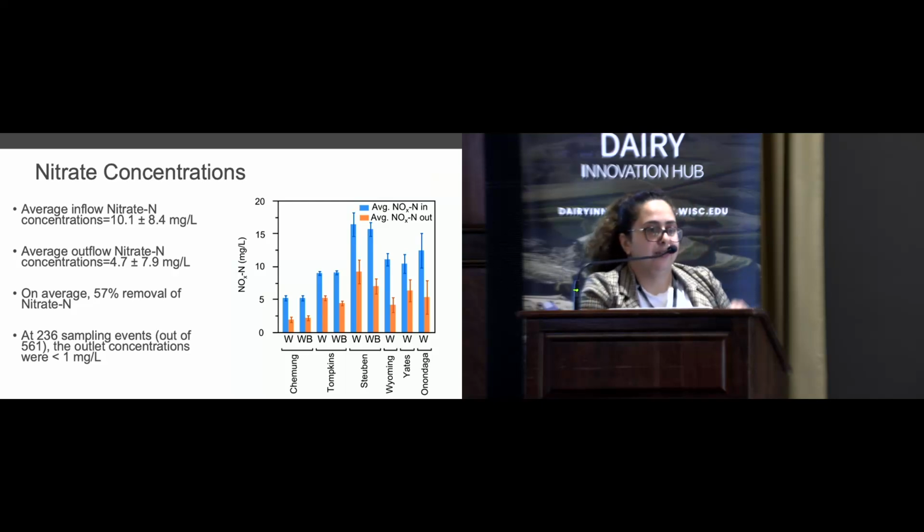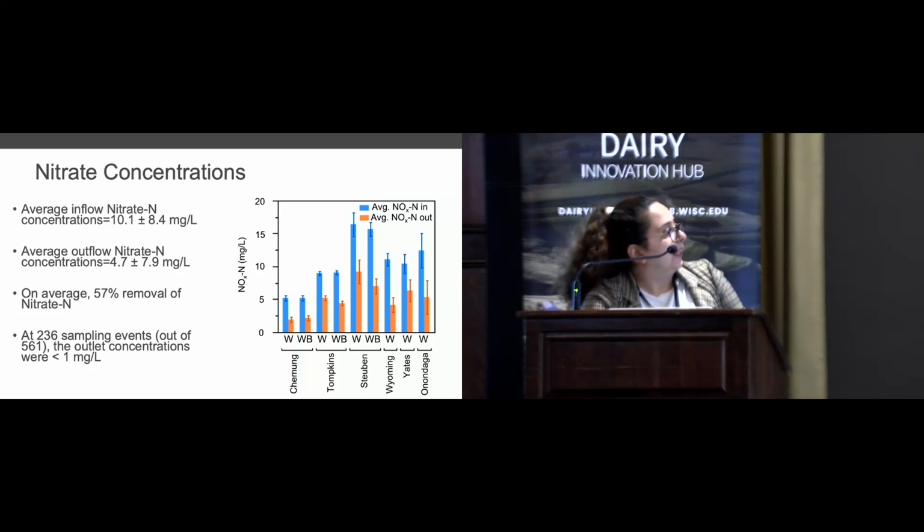Okay, here is a summary of that data from all the field sites that we had. You can see somewhere around 57% removal of nitrate has occurred. The blue lines are the inflow nitrate concentrations, and the orange lines are the outflow nitrate concentrations in the different field sites. For some of the sites, we had only wood chips as a substrate. Sometimes we combined about 5 to 20% biochar with it. It's called WB, so that's the biochar that we added.